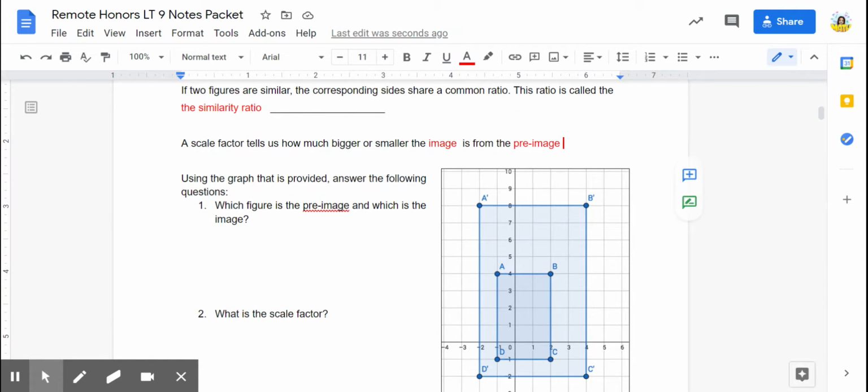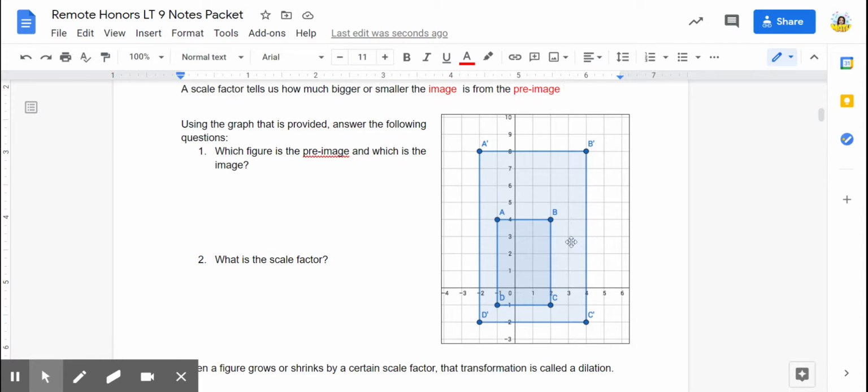Okay. So using the graph that is provided, answer the following questions. So we're looking at this graph right here. Which figure is the pre-image and which is the image? So hopefully you remember from Math 1 that the prime is your new image. The ones without the apostrophes would be your original, your pre-image. And the ones with the primes are your transformation, that's the image. So we're going from this smaller figure to this bigger figure, which means that our scale factor is going to reflect that it's getting bigger.